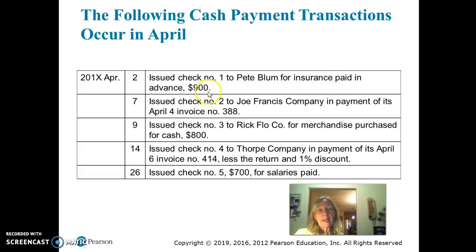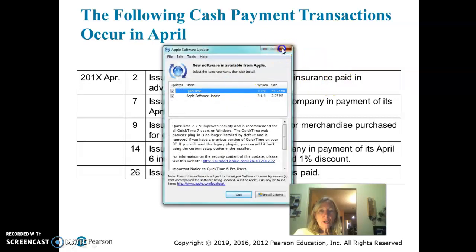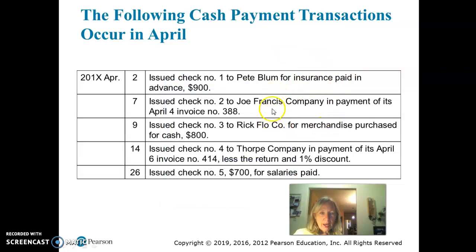On April 2nd, we issued check number 1, which is new, but it just basically means we paid Pete Blum for insurance paid in advance. It would be nice to have a chart of accounts, but you should kind of have a feel for this. Basically what we did is we paid our prepaid insurance. So our debit would be prepaid insurance and our credit would be cash. So hopefully you got that one.